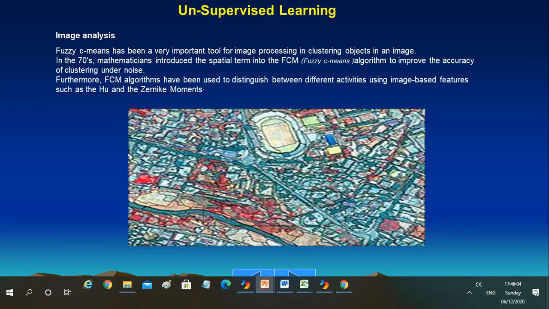Image analysis. Fuzzy C-means has been a very important tool for image processing in clustering objects in an image. In the 70s, mathematicians introduced the spatial term into the FCM, that is, the fuzzy C-means algorithm, to improve the accuracy of clustering under noise. Furthermore, FCM algorithms have been used to distinguish between different activities using image-based features such as hue and the Zernike moments.